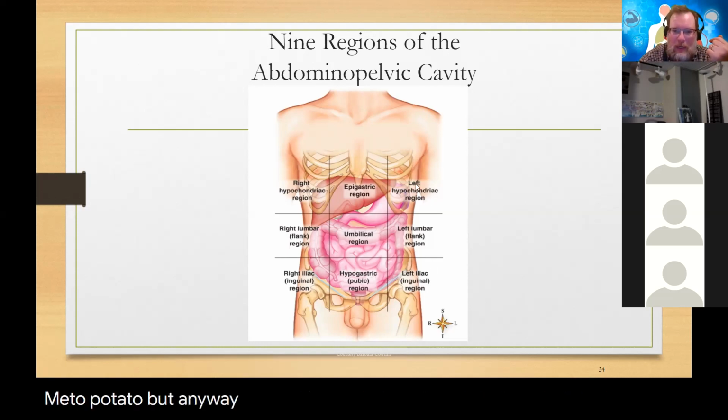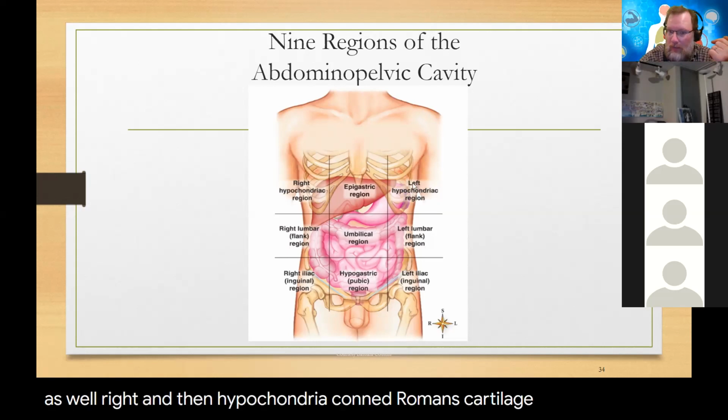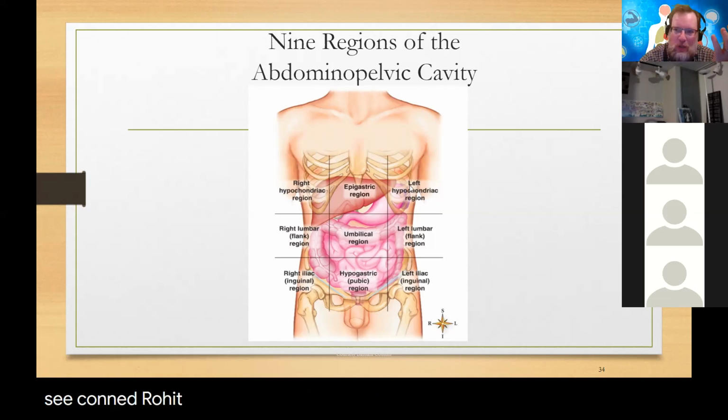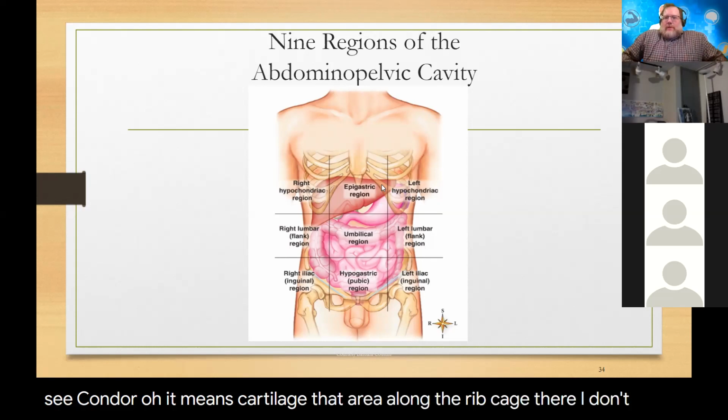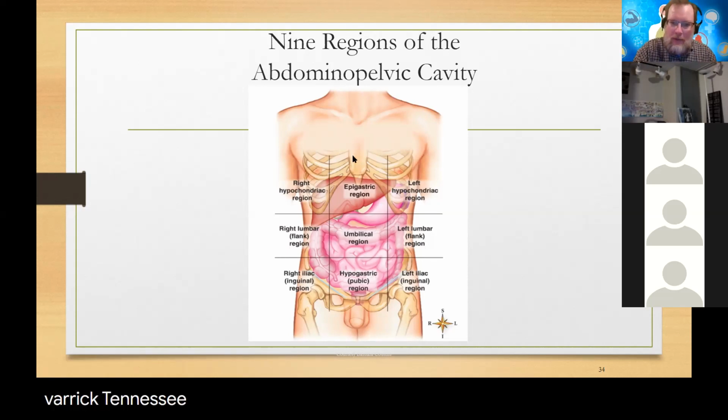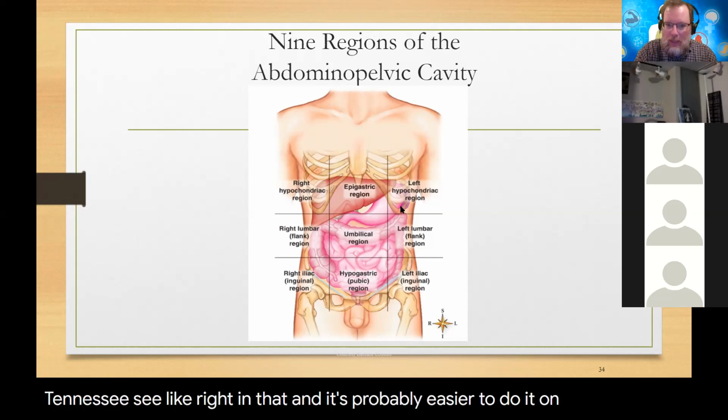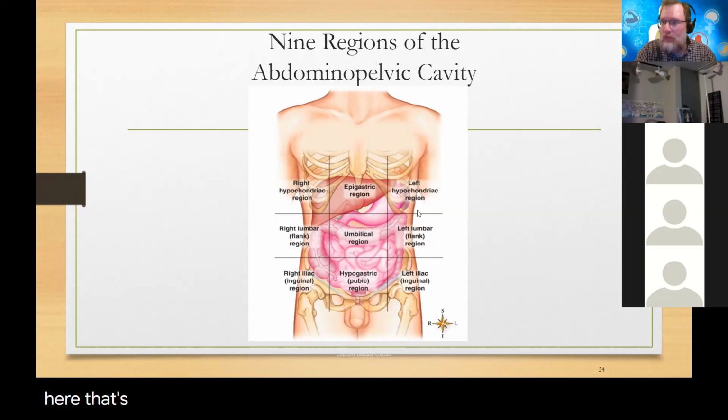But anyway, hypochondriac, lumbar or flank. Lumbar means low back as well, right? And then hypochondriac, chondro means cartilage. So whenever you see chondro, it means cartilage. That area along the rib cage there. It's probably easier to just do it on this guy. Right here, that's mostly cartilage.